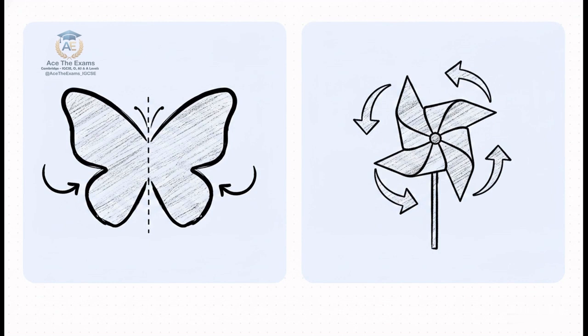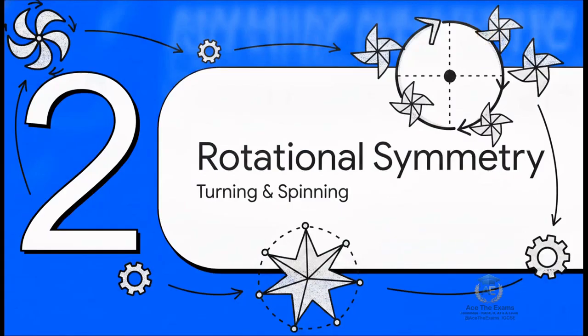Up until now, our brains have basically been doing one thing, folding. We've been looking at flat objects and imagining folding them over a line to see if they reflect onto themselves. But advanced geometry isn't just about static mirrors. It's about movement. To secure those top grades, we need to transition our minds from the concept of folding and reflecting to a totally different physical action, turning and spinning. Which brings us to Section 2, Understanding Rotational Symmetry.